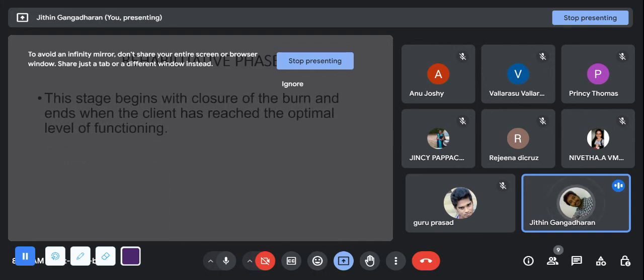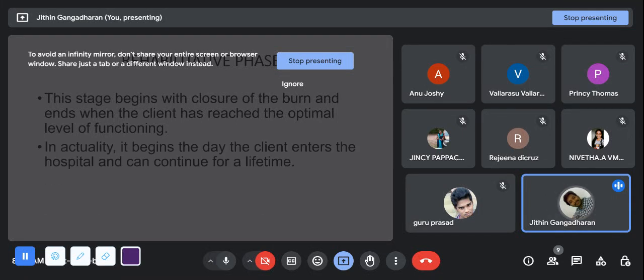Next, the third one is the rehabilitative phase. The rehabilitative phase starts from the closure of your burns and continues until you have attained an optimal level of functioning of that area. This rehabilitative phase can continue for a lifetime, because the wound can be so deep.